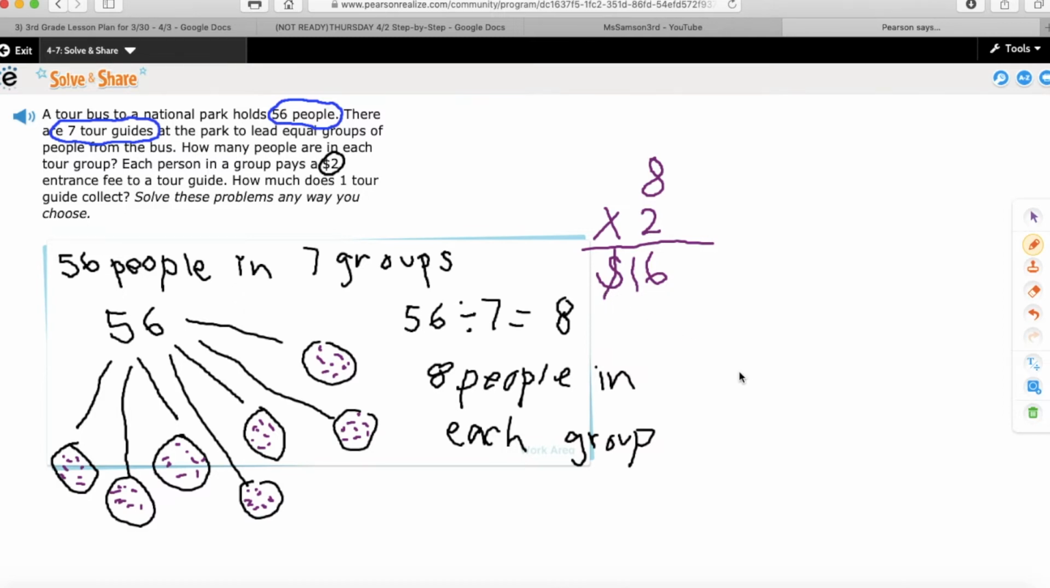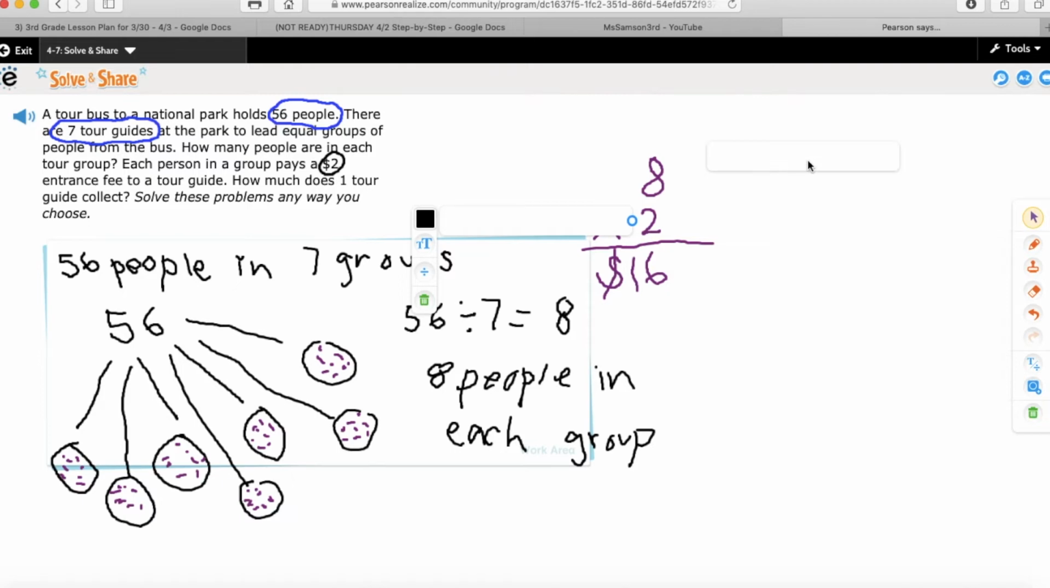Okay, so that is what you should have on your solve and share. And then at the bottom, you should be able to see your look back from here. On your look back, it says, how can 7 times a missing number equal 56 help you find that 56 divided by 7 equals the other missing number? So how can a multiplication problem help you find a division problem?